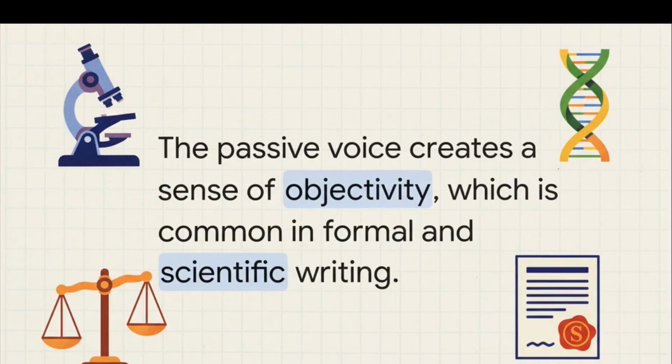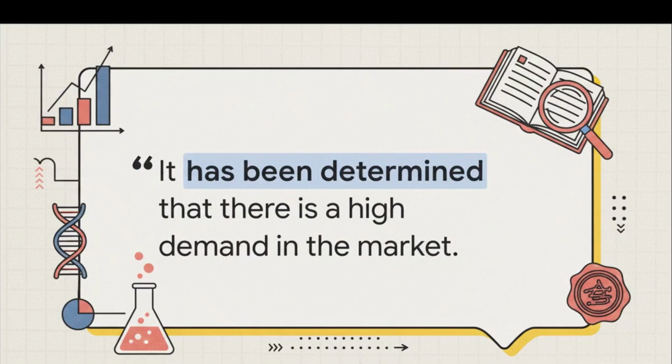Oh, this is a huge one, especially if you do any kind of academic or professional writing. The passive voice helps you sound more objective, more scientific. It takes the personal "I think" or "we found out" of the equation. You hear that? It sounds so official, formal. In a science paper or a business report, you want the focus to be on the data, on the findings, not on the person who did the research. The passive voice adds that layer of authority.